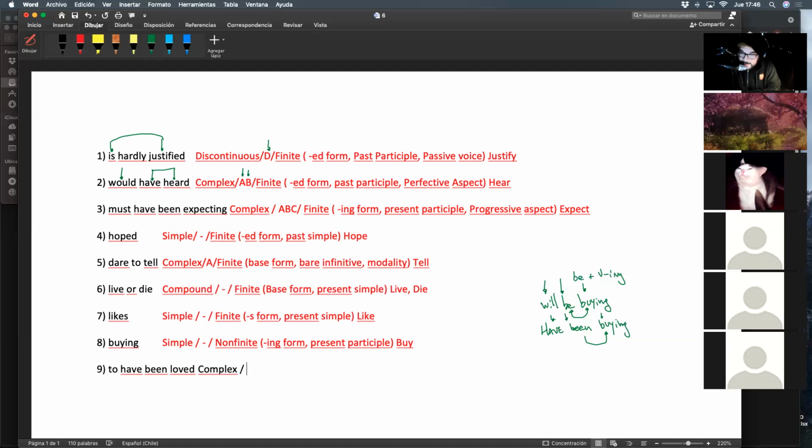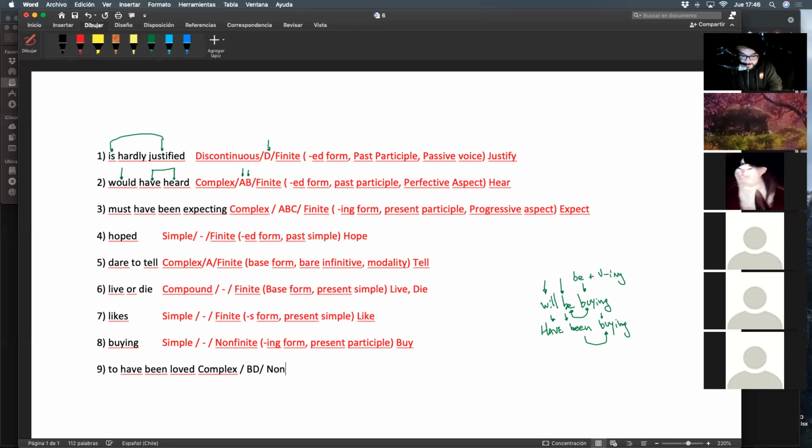Pero ¿qué letras tiene? ¿Alguien la hizo? BD. Tiene un B, ¿cierto? De progressive, de perfective. ¿Dónde está? En have been, ¿no? Y después tiene una D, muy bien. ¿Dónde está esa? En been loved.